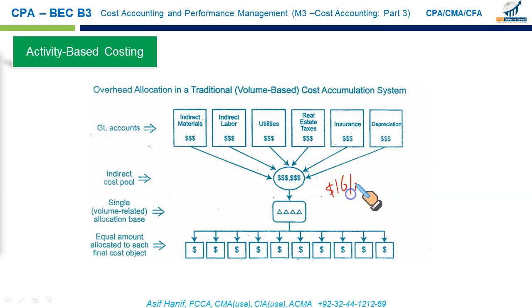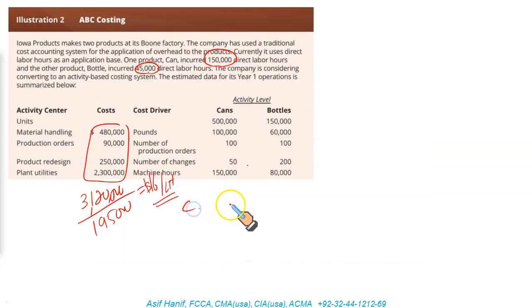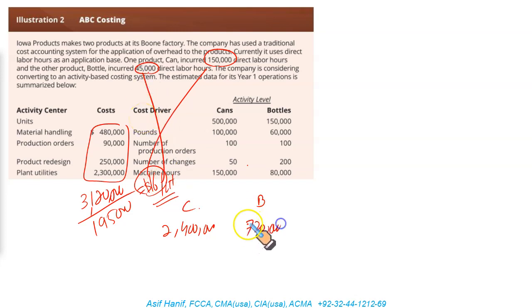$16 per hour, right? And this rate is being applied on both of these items that we are currently considering, cans and bottles, right? Same rate. So this is not appropriate. This is the problem with the traditional volume-based system. Okay, so we have two items, cans and bottles. Applying overheads at the rate of 16 multiplied by 150,000, this will give us a total overhead allocated to cans of 2.4 million, and 16 multiplied by 45,000 will give you 720,000. This is the overhead allocated to bottles.